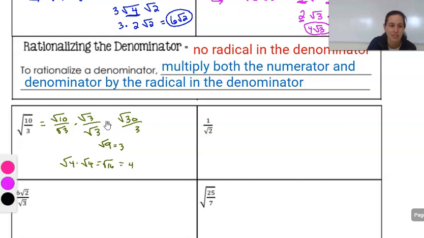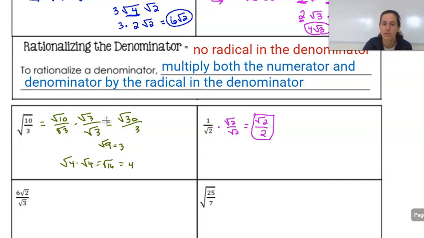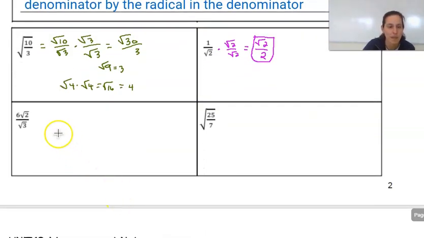So now let's take a look at the next example. We have 1 over square root of 2. So we can't have a radical in the denominator, so I have to multiply by radical 2 over radical 2. So we get radical 2 over, well, square root of 2 times square root of 2 is 4, and square root of 4 is equal to just 2. And it's okay to have a radical in the numerator. That's fine, just not the denominator. Okay.